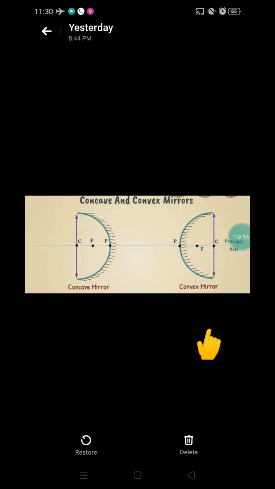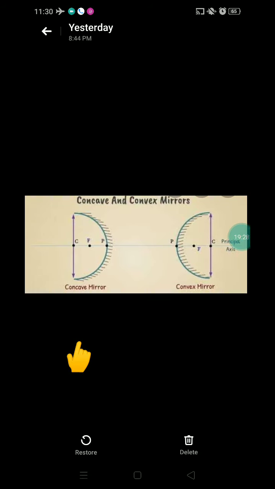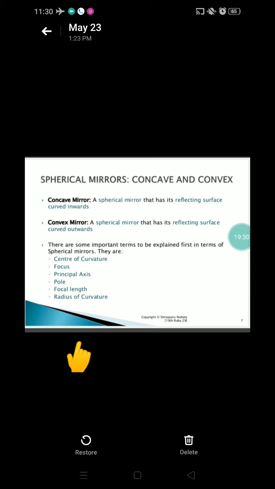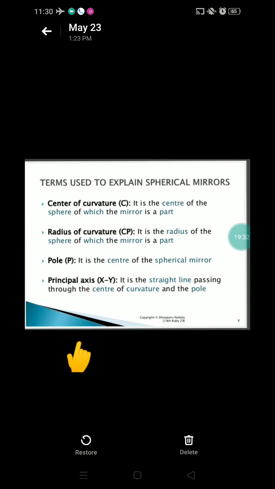Students, please write the next question. Represent concave and convex mirror. And the answer is, this is your concave mirror and this is your convex mirror. Okay, now we are moving to some terms related to our mirrors.